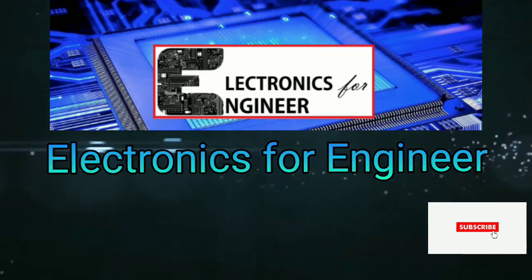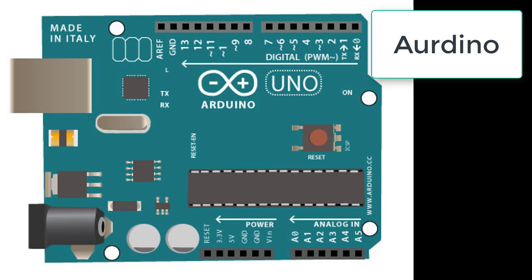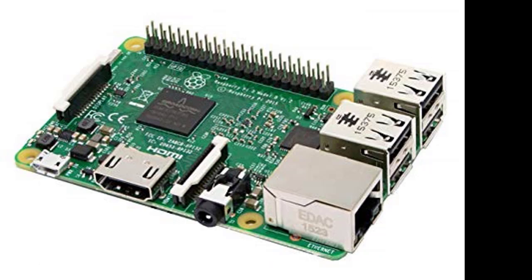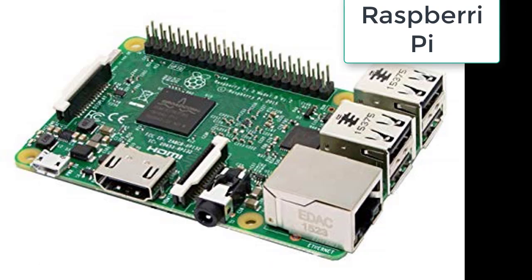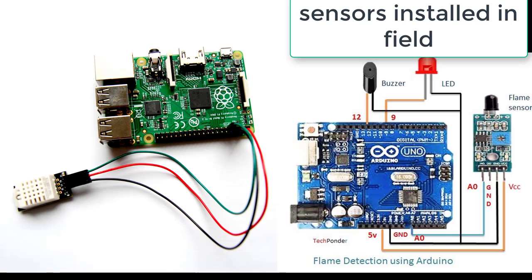Today we will talk about what is NodeMCU and why we are going for the NodeMCU applications other than all development boards. Development boards like Arduino and Raspberry Pi are common choices when prototyping new IoT devices. Those development boards are essentially mini computers that can connect to and be programmed by a standard PC or MacBook. After it has been programmed, the development boards can then connect to and control sensors in the field.